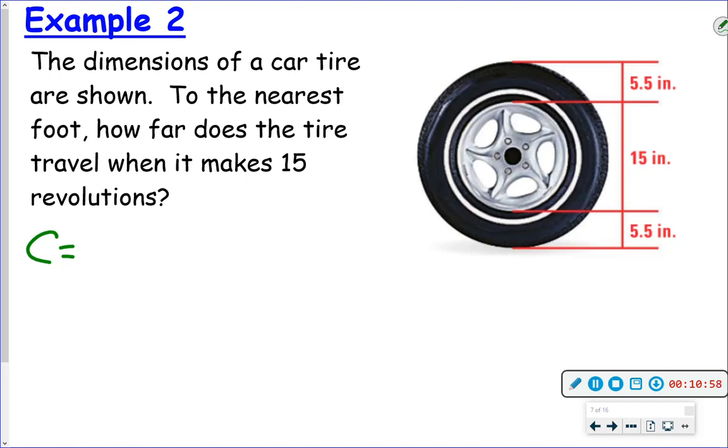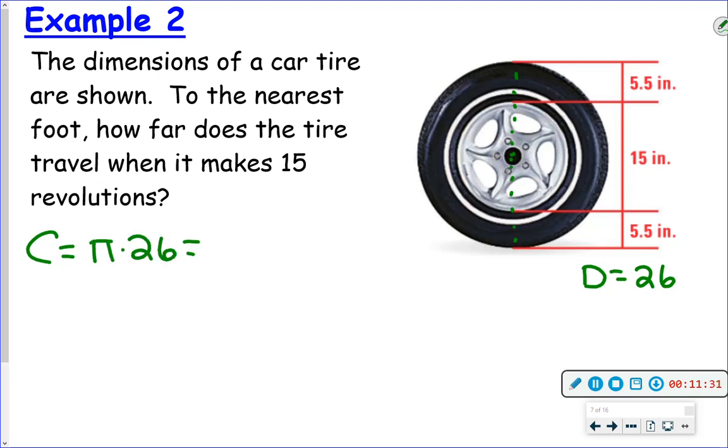Well, I don't see the radius on there, but I think I can get you the diameter. Because remember, the diameter goes all the way through. So the diameter is going to be all of this. So I'm going to mental math it. 5.5, 5.5, that's 11. What's 11 plus 15? 26. So I've got a diameter, D, a sloppy looking D, of 26. So when I do my circumference, I'm going to do the pi D, pi times 26.